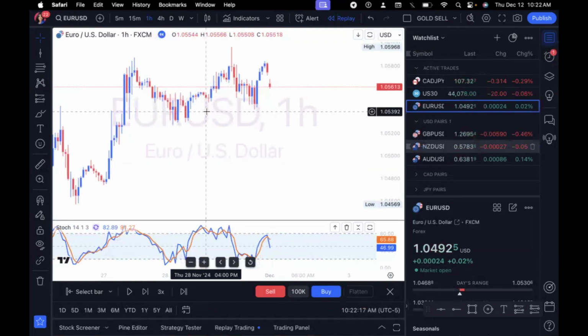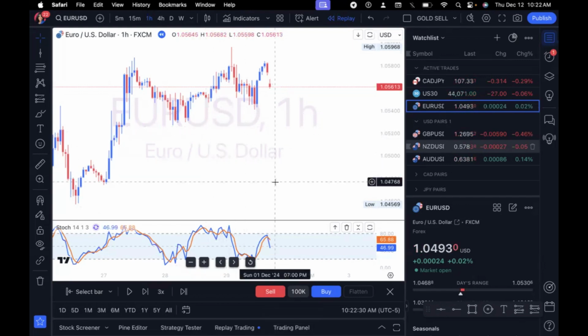Now, this video is going to be a little bit different from my other trade breakdowns because usually I already have the notes on the chart, but because I deleted them, we're just going to work through this trade together, and I'm going to show you how I came up with these entry and exit numbers.